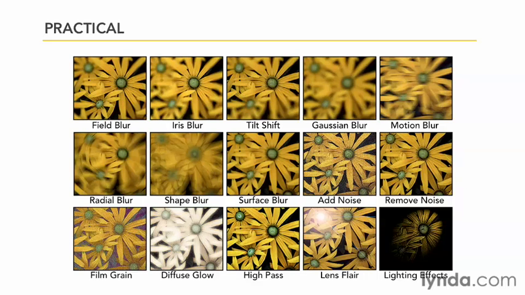And of course, we can add noise, we can add grain, and we can even remove noise. Again, very practical filters. We can add diffuse glows, which are really nice when you're working with skin tones. We can learn additional ways to sharpen using high pass. And we can even add things like a lens flare or special lighting effects with these more practical filters.